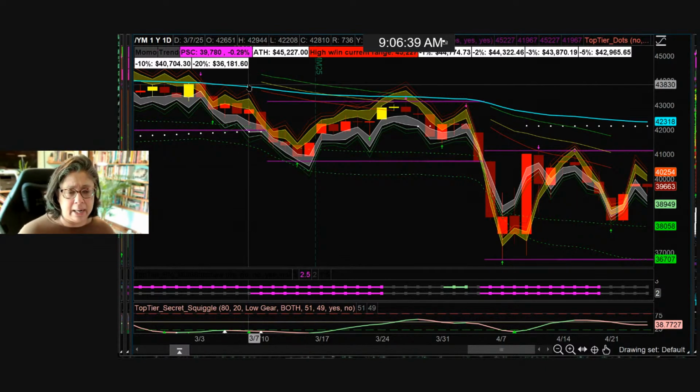We can't paint all the indices with the same brush. So what that means is, while the components, the stocks, the sectors within the S&P and the NASDAQ, which are slightly different than the Dow, are behaving in a different way, those indices can benefit, in this case go to neutral, while the Dow is still pretty heavy.